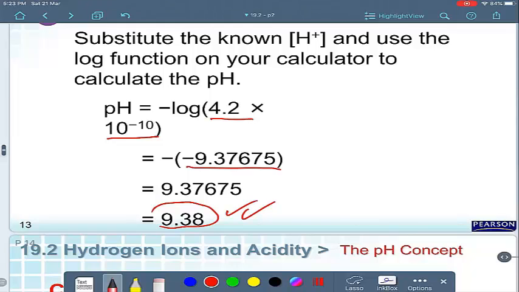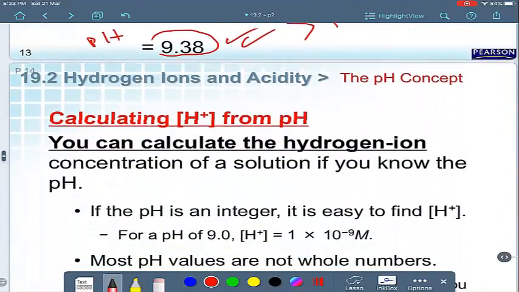What is meant by this value? This value indicates whether the solution is acidic, basic, or neutral. It's greater than 7. We're talking about pH now. Greater than 7 means it's basic, yes, because we said less than 7 acidic, more than 7 basic.